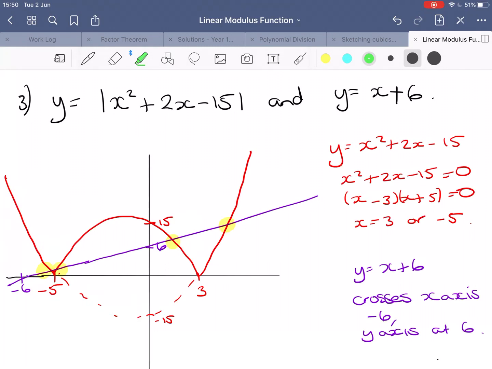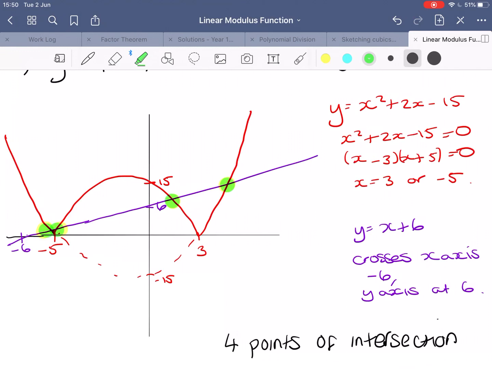And that means you've got the obvious 2 points of intersection here, but it's not quite obvious down here, but there are 2 separate points of intersection down there. So there's 4 points of intersection for this one.